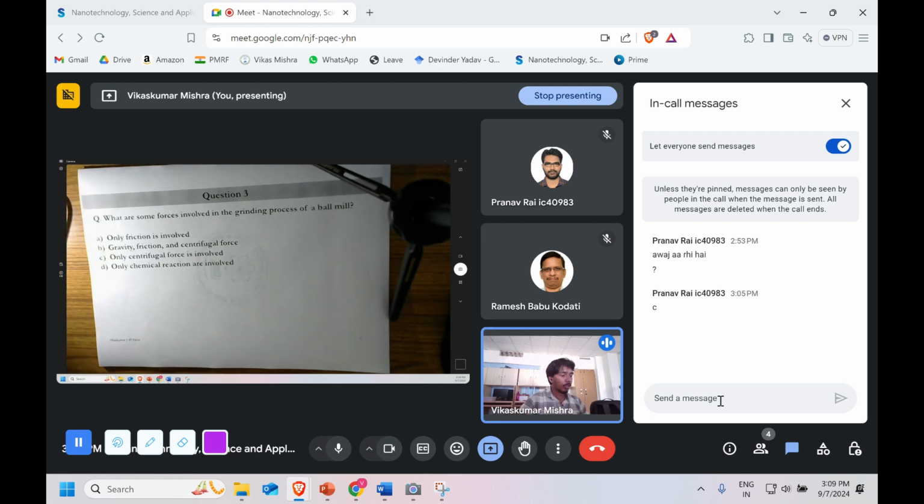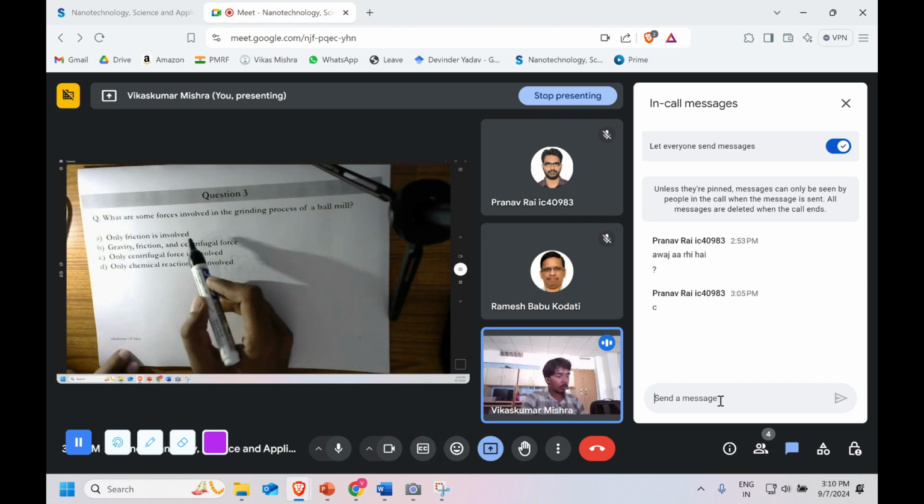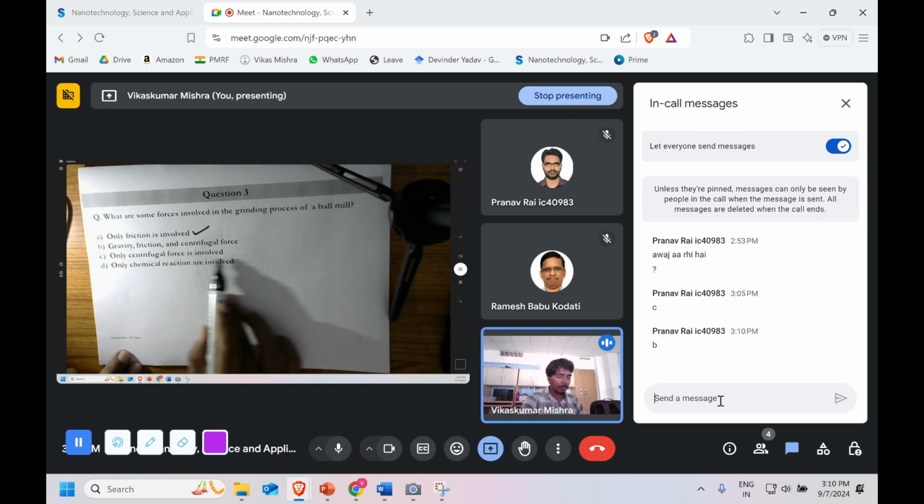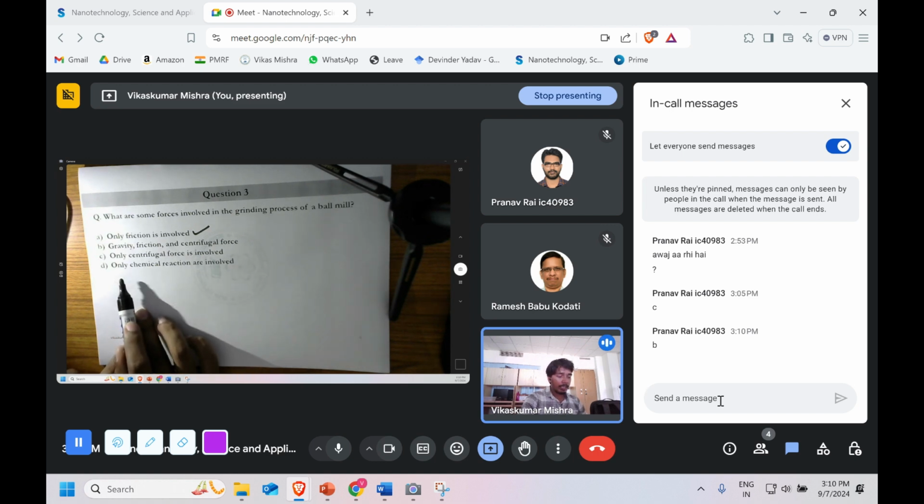Here, what are some of the forces involved in the grinding process of a ball mill? We are doing that ball milling and rotating it. Now, what are the forces acting in this entire process? The first option says only friction force is acting. Second is gravity, friction, and centrifugal force, all of them working. Third, only centrifugal force is working. And D, only chemical reactions are involved. As per the pronouncer, option B is the correct option.